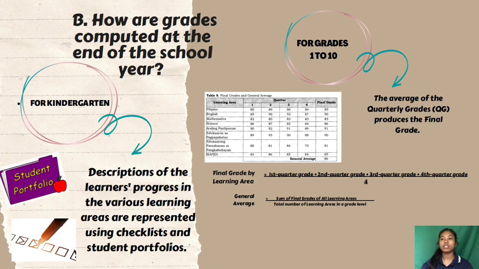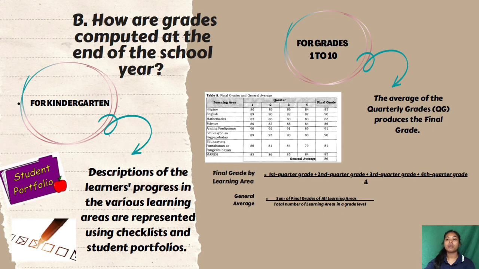For the grades 1 to 10, the average of the quarterly grades or QG produces the final grade. Final grade by learning area is equal to first quarter grade plus second quarter grade plus third quarter grade plus fourth quarter grade divided by 4. General average is computed by dividing the sum of all final grades by the total number of learning areas, so each learning area has equal weight.